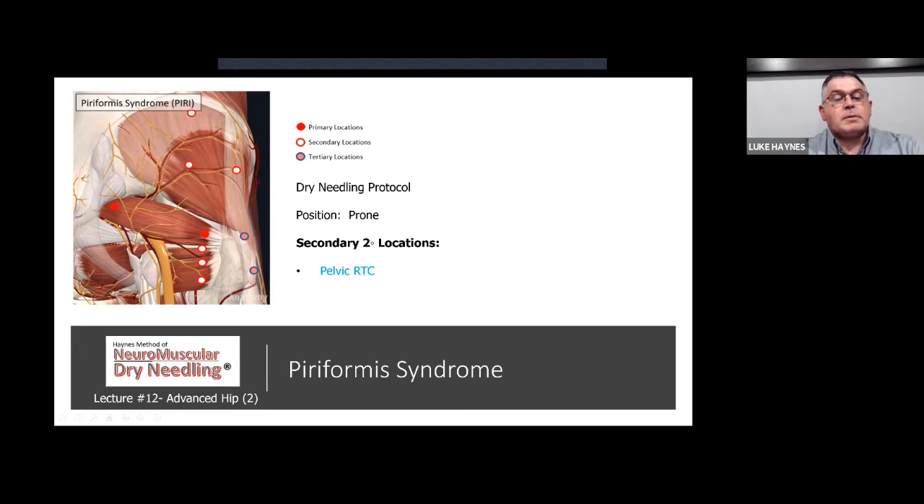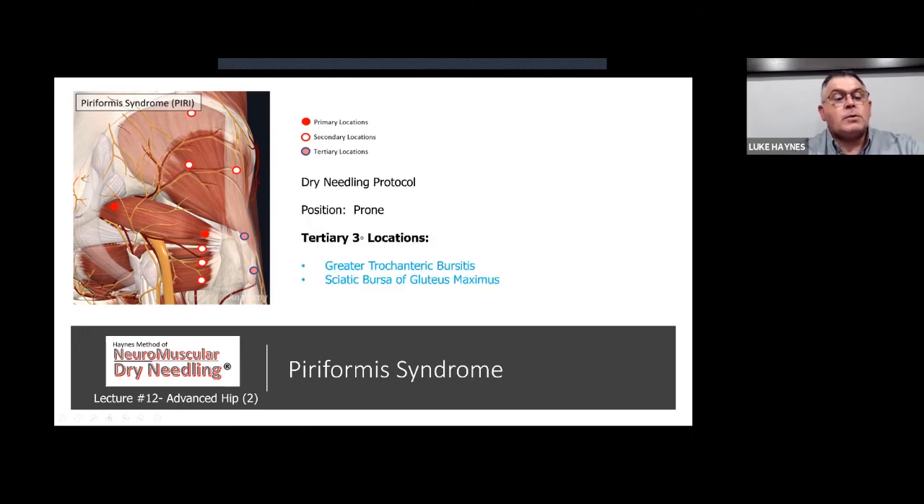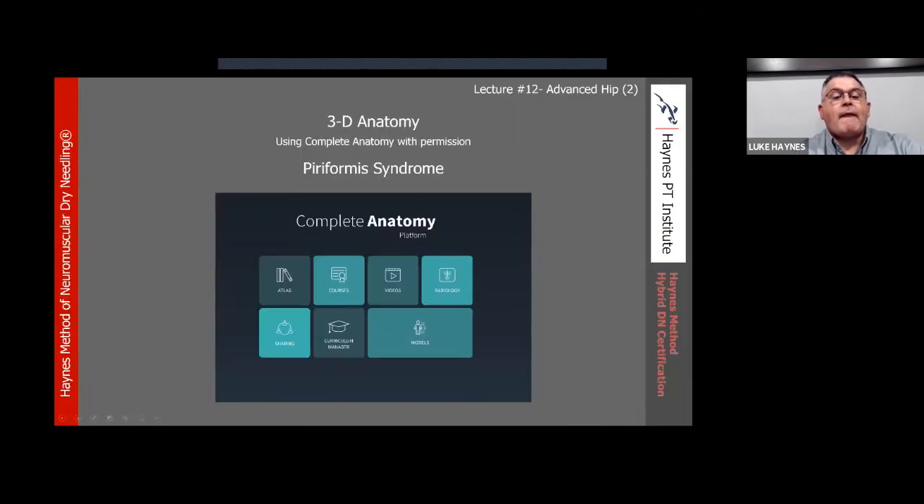So again, piriformis number 1, pelvic rotator cuff number 2, and then we want to also throw in our greater trunk bursitis and the sciatic bursa of gluteus maximus. So it's not drawn on there, but we'll look at that one in a moment when we get to our anatomy.